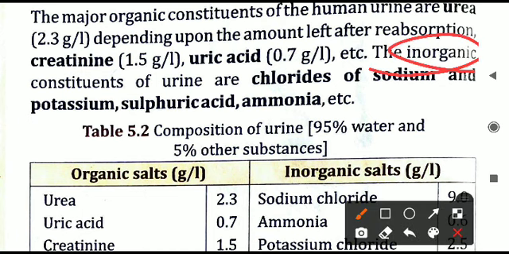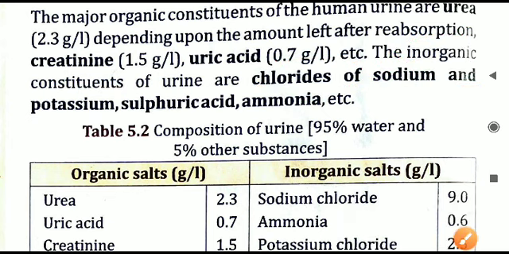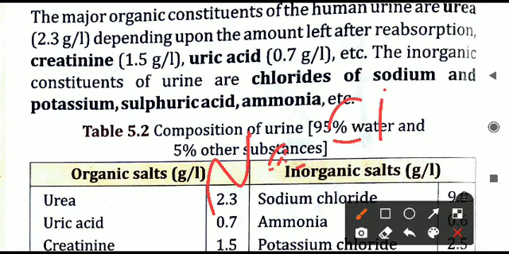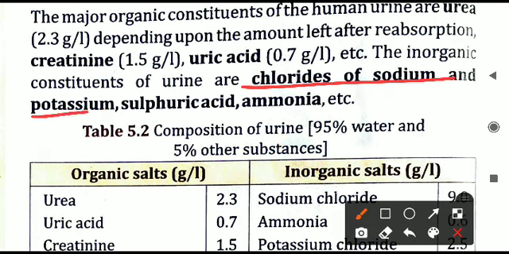Next is the inorganic part. What are the inorganic constituents of the urine? They are the chlorides of sodium and potassium. Potassium and sodium chlorides means separate salts are there. NaCl is sodium chloride. Second is potassium chloride, called KCl. K stands for potassium, Cl stands for chloride, potassium chloride. So the chlorides of sodium and potassium are inorganic constituents of the urine.